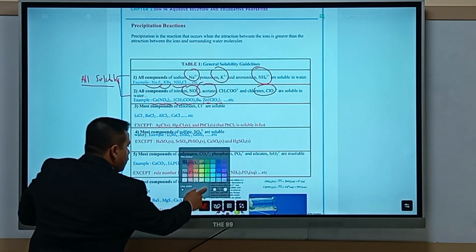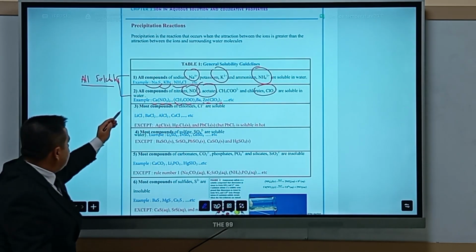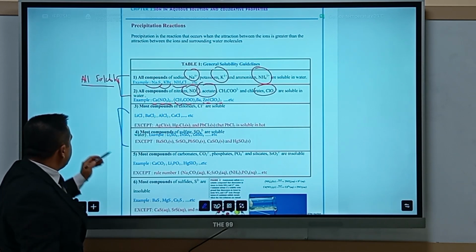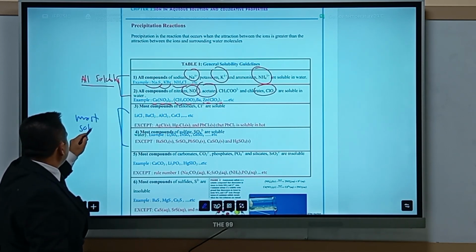The third and the fourth, guys, have another common property in between. The third and the fourth are mostly soluble.